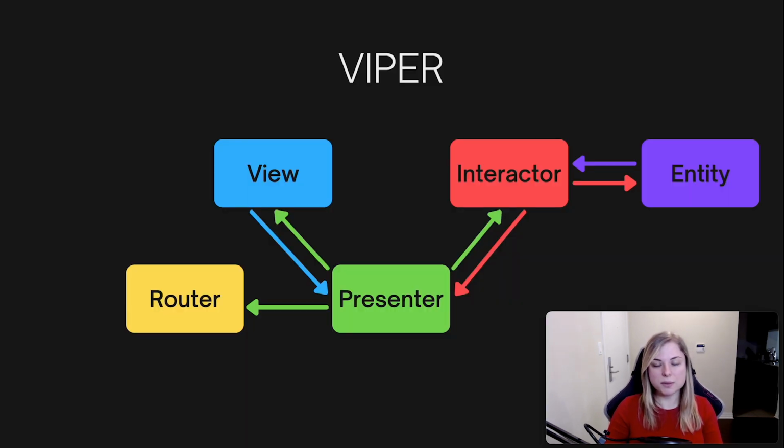Now let's start with VIPER, which you're mostly familiar with. This is the diagram of the concepts and their interconnections in VIPER. We have the view, interactor, and presenter as main components. The view talks to the presenter, the presenter talks to the interactor, the interactor responds back, and then the presenter responds back to the view. And we have the entity, which is our model, and we have the router.